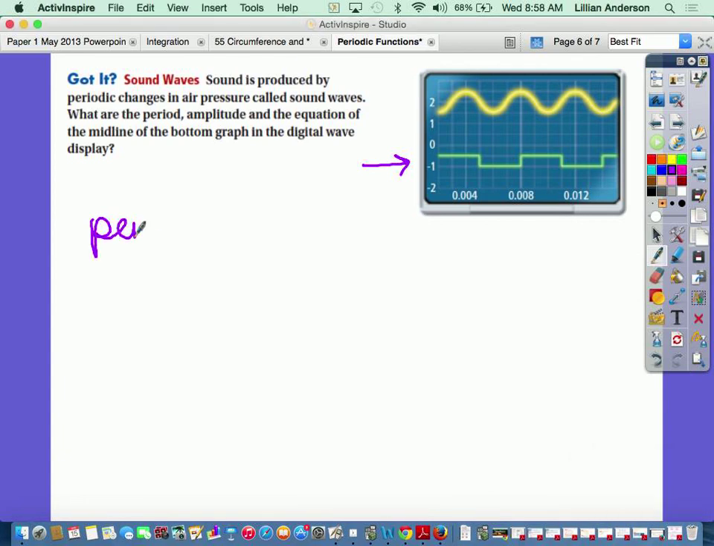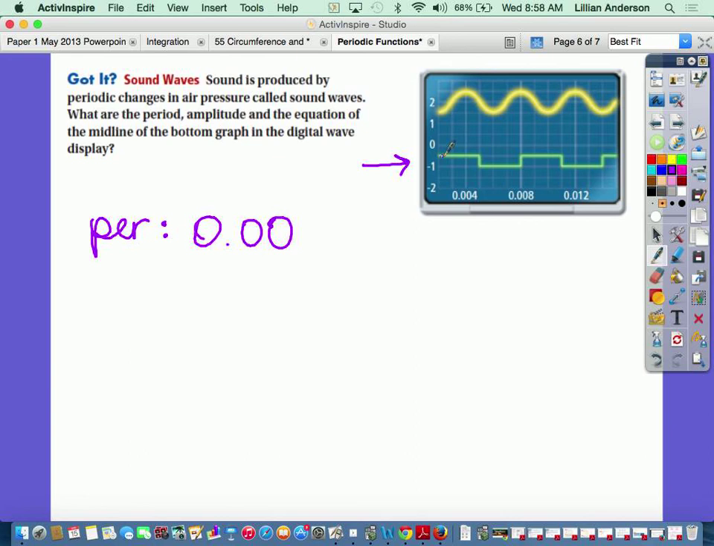Since this was a periodic function, our period is where it completes one full cycle, or where the graph starts to repeat itself. What did you guys come up with? 0.00. Careful.